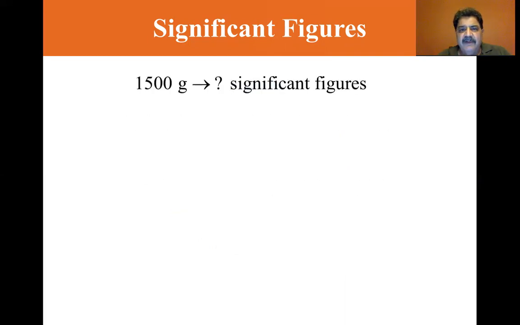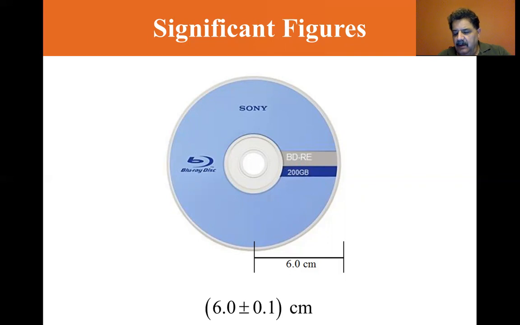Whoops, advancing the slides with my iPad. Okay, so we can write the radius as 6.0 plus or minus 0.1 centimeters.